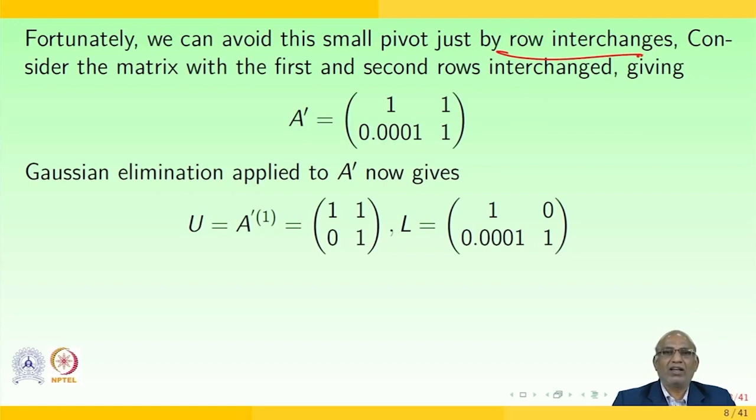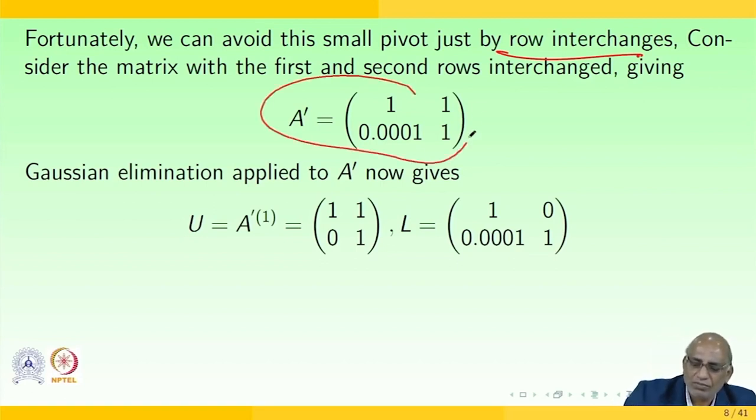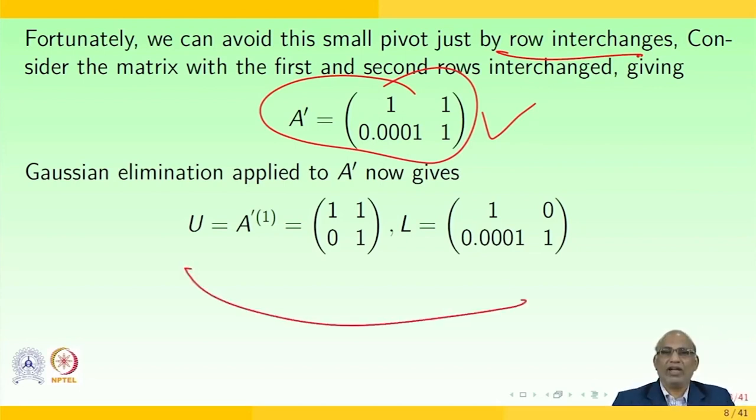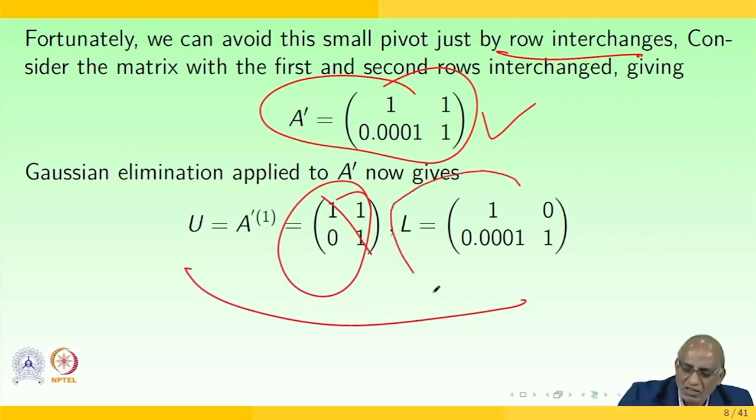Just by row interchanges. Consider the matrix with the first and second rows interchanged, giving rise to A prime. Gaussian elimination applied to A prime gives rise to this matrix. So A prime is equal to L into U, that is nothing but 1 1 1. This is the upper triangular matrix, and this is the L lower triangular matrix.